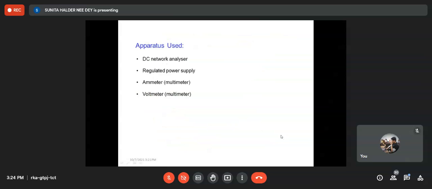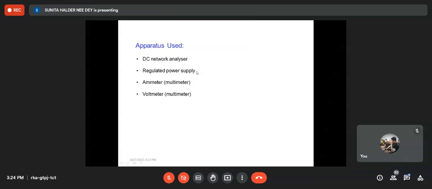Now, what is the apparatus required? For DC, if we want to simulate the circuit using resistors or voltage sources, that is available in the DC network analyzer. We need one regulated power supply, because we shall use a scale of 1 per unit equal to 10 volts and 1 ohm equal to 1 kilo ohm. I think it is written in your instruction sheet. Do you have the instruction sheet?